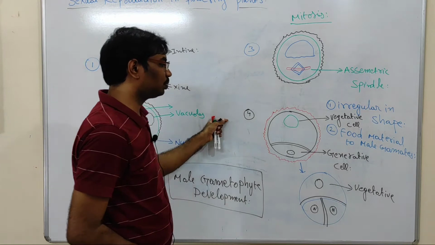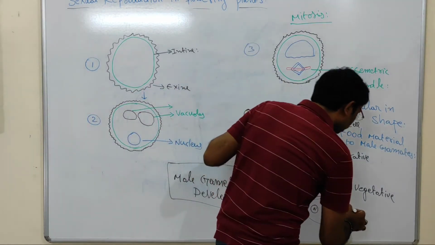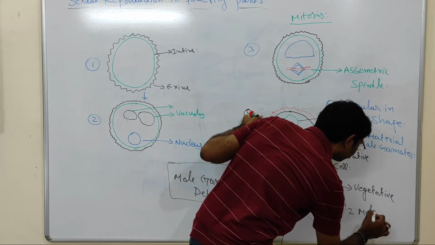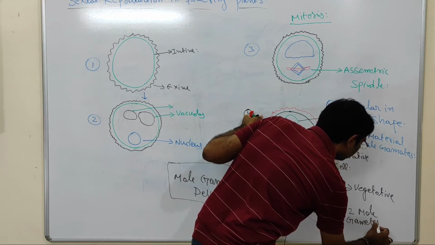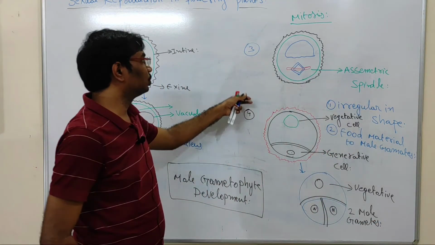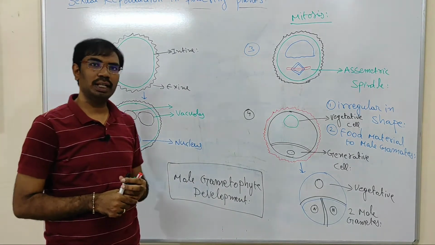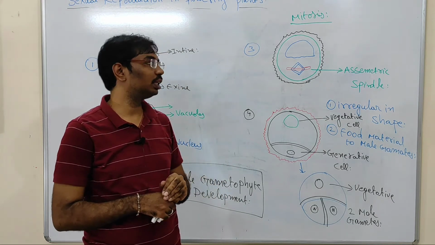How many gametes are produced by the generative cell? The generative cell produces two male gametes by another mitosis. So two mitoses are present in one pollen grain. How many mitoses does each pollen grain contain?